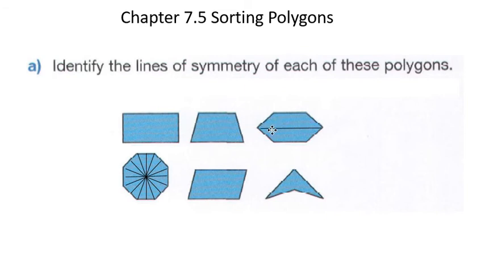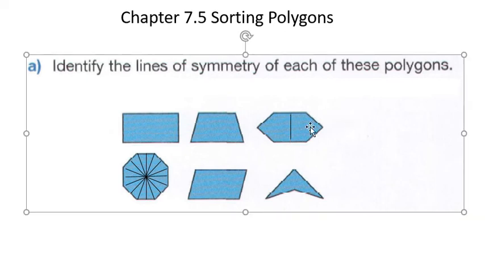For this hexagon, it has this line of symmetry. It only has one horizontally, so that's one. If we fold it along this line, it would fit exactly over top. And it has one vertical line of symmetry, which looks like that. So here's our vertical line of symmetry. So this one has two lines of symmetry.